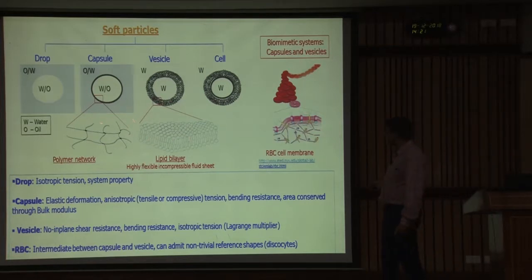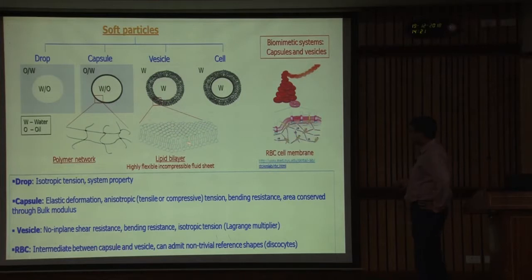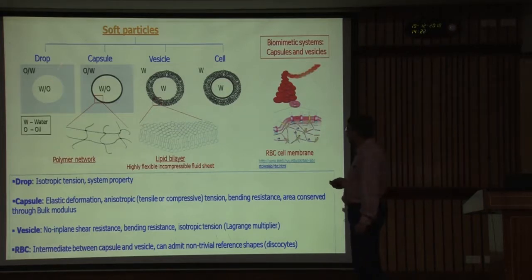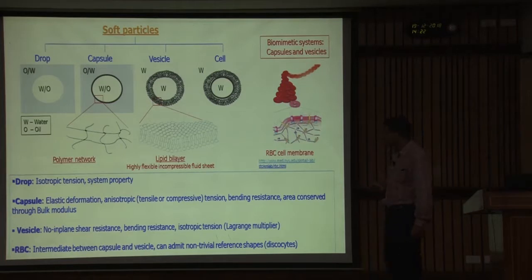A capsule, on the other hand, can resist shear deformation, and this leads to a very different response to normal deformation. For example, in vesicles, the tension will always be isotropic. It could be compressive or tensile, but it's always isotropic. Whereas in a capsule, you can have anisotropic tensions, which could be compressive or tensile. The other difference between a capsule and a vesicle is that a vesicle is area conserving. If you start with a sphere, a vesicle cannot deform. A capsule, on the other hand, can have a spherical reference state, a rest state, and it can deform even if it's a spherical geometry.